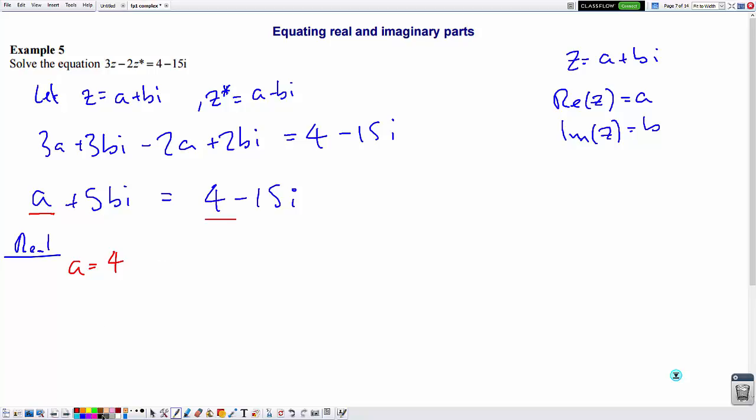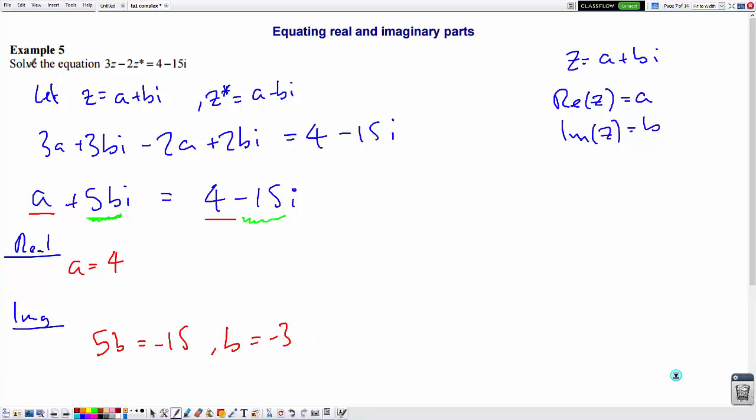All right, let's compare imaginary parts. It's a little bit more work, but not much more. What's my imaginary part here? Well, my imaginary part is this bit. You're not including the i, just the bit in front of the i. Here, it's all of this. Now, of course, we include the sign. It's minus 15. So what do I have? I've got 5b equals minus 15. So, of course, that gives me b is equal to minus 15 divided by 5. So that's minus 3.